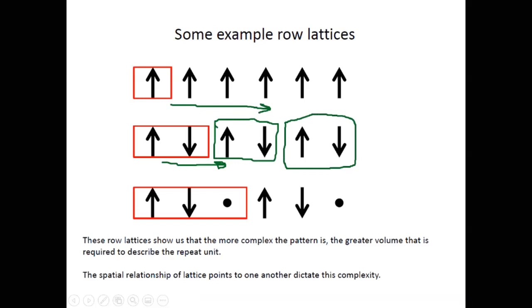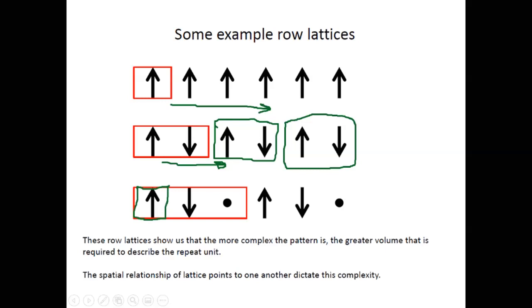Now, for example, if I just said in the last example that the repeat unit was just the up arrow, well, this would not be a lattice point because it's not getting repeated periodically, because after the up arrow is a down arrow. So just saying that the up arrow is the lattice point would be incorrect. What gets repeated is the up arrow, down arrow, and the dot. So that's what gets repeated along the 1-dimensional row.